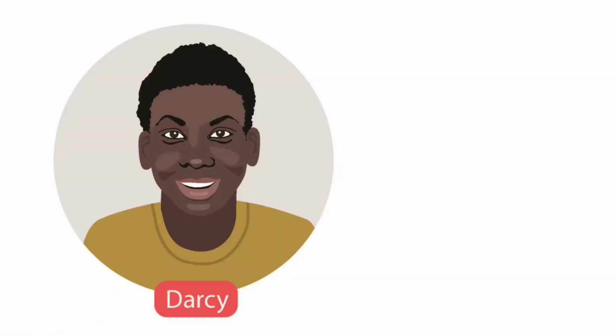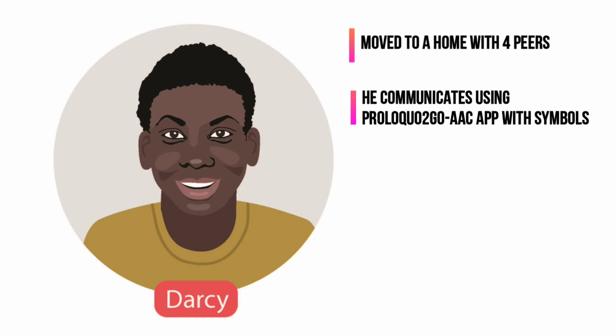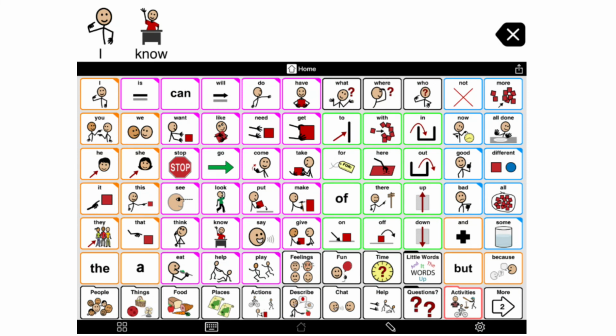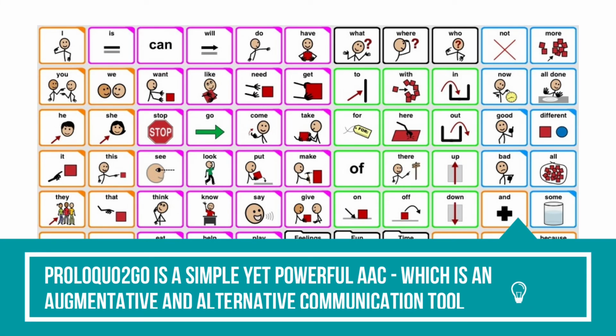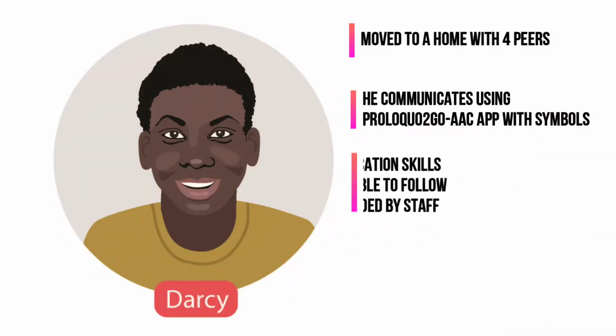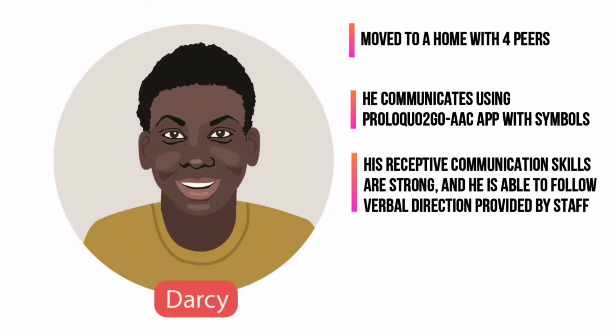Darcy is 19 years old. He has recently moved to a home with 4 peers. He communicates using Proloco2Go AAC app with symbols. Proloco2Go is an easy-to-use communication app for people who cannot speak or need help being understood. Featuring natural-sounding voices, including real children's voices, Proloco2Go is a simple yet powerful AAC, which is an augmentative and alternative communication tool.